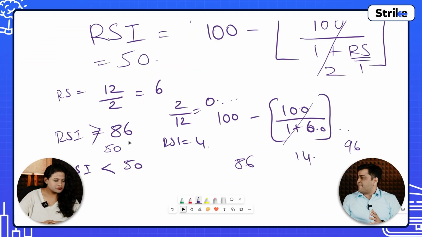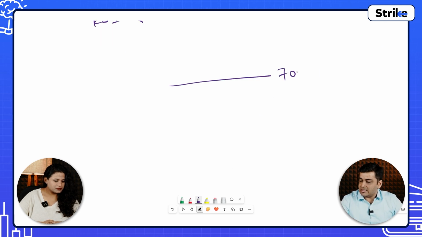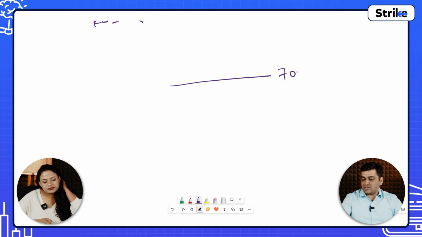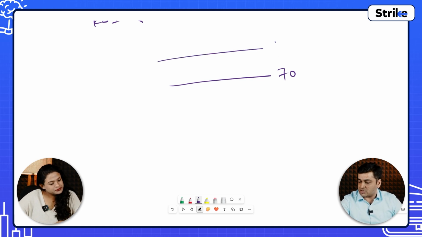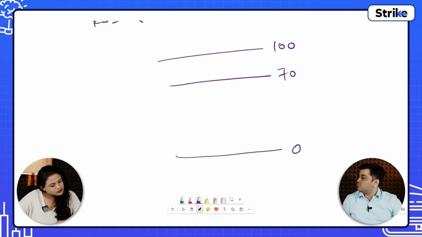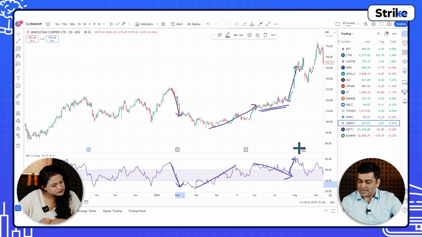Now in RSI, there are overbought and oversold levels. Generally in the market, 70 is the level above which the RSI reading is considered high. Now this is an oscillator, and because of the formula, RSI will never go above 100 or below 0. It will always keep on oscillating. You can see over here, RSI is always oscillating from 0 to 100.